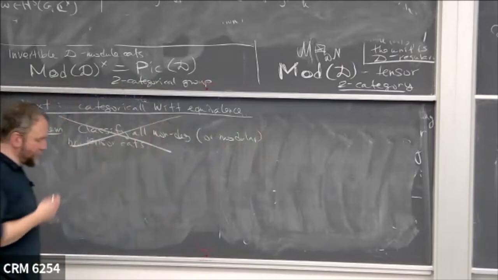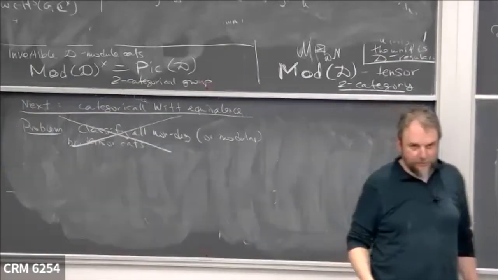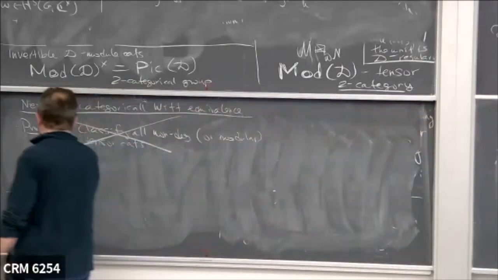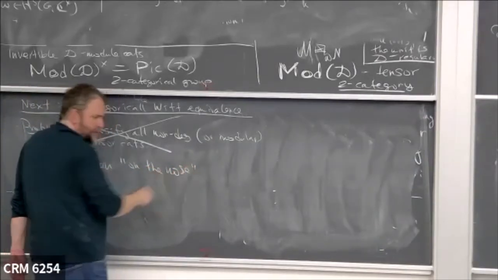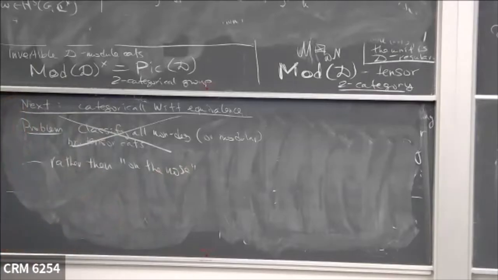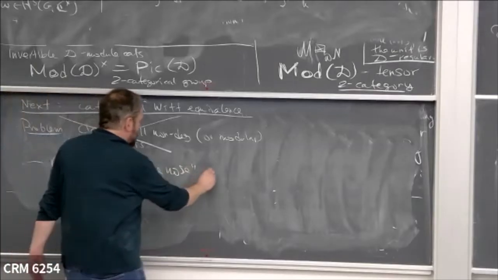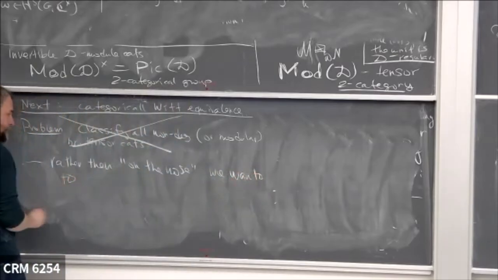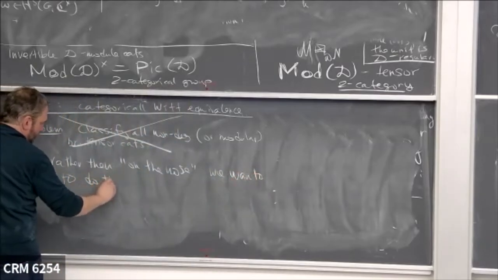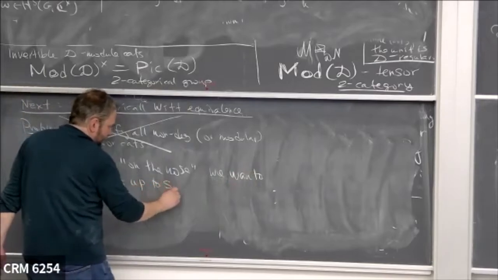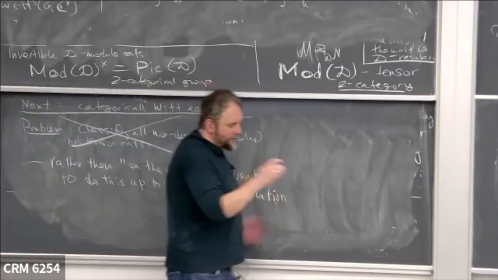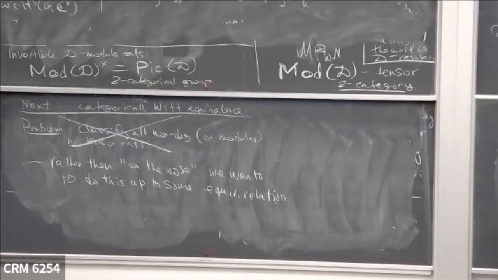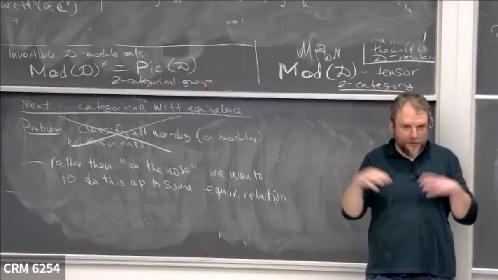So what we can hope for is to classify them up to something, rather than classifying them on the nose. Is this the right expression, on the nose? Yeah. So we want to classify them up to some equivalence relation. We're going to think of certain braided categories as kind of trivial. It's not meant to insult them, but just to make our life easier.